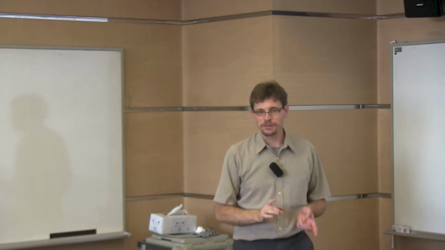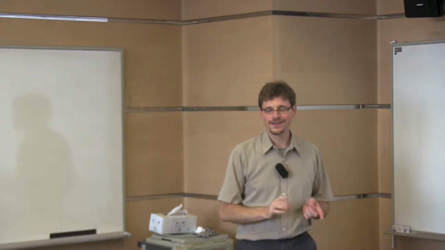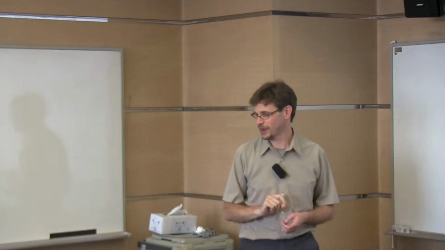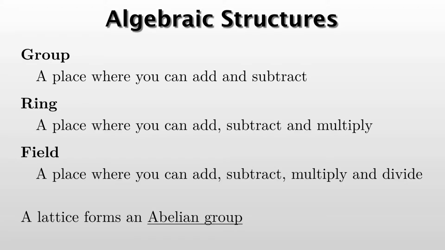Okay, so let's review the basic algebraic structures. This is the simple, non-technical definition. So a group is a place where you can add and subtract. Now, when we say place, we actually mean a set. It's more technical. A ring is a place where you can add, subtract, and multiply. And a field is a place where you can add, subtract, multiply, and divide.